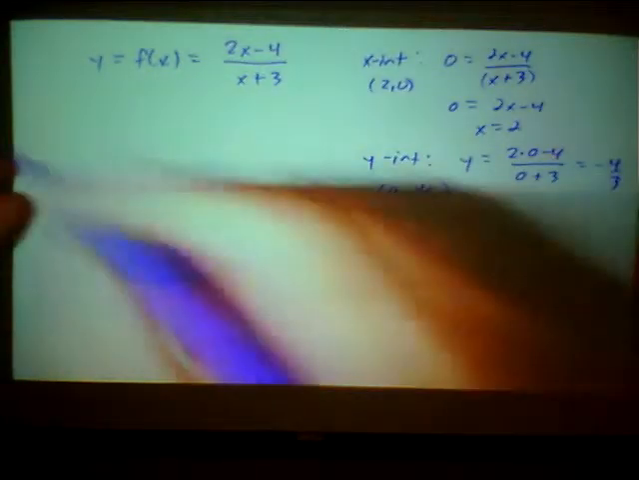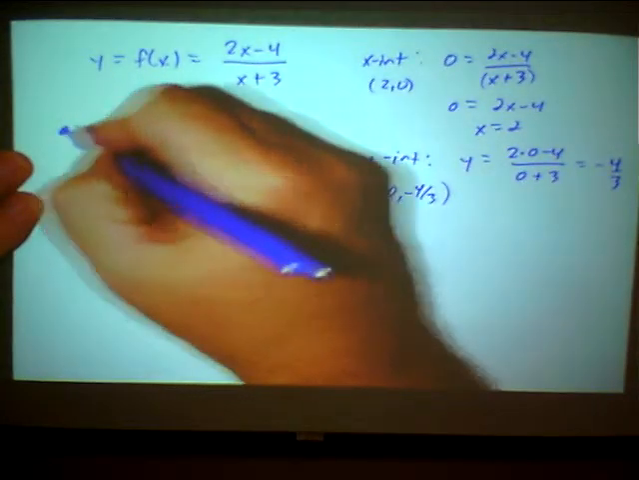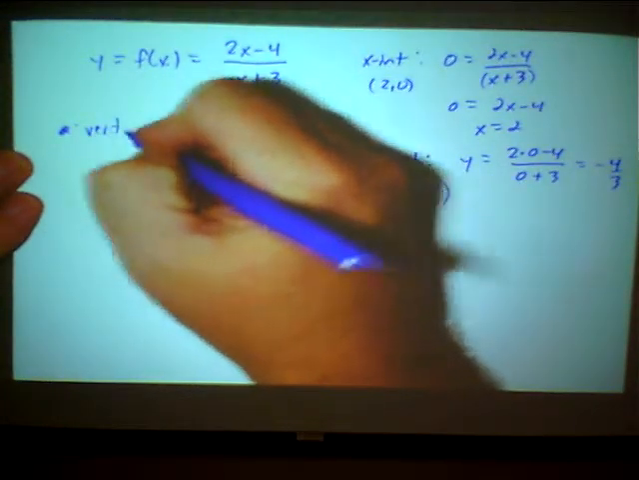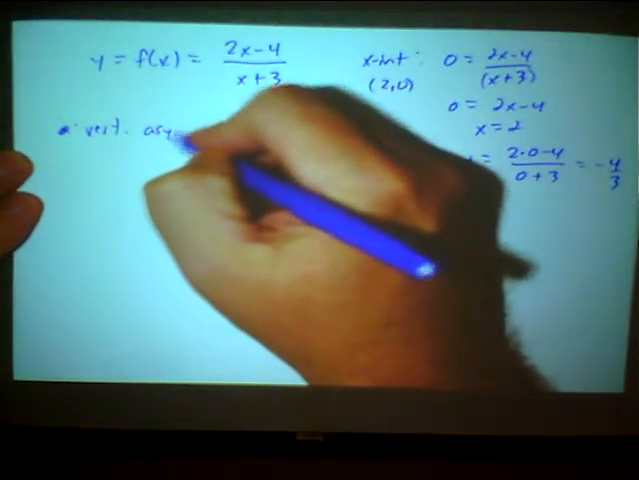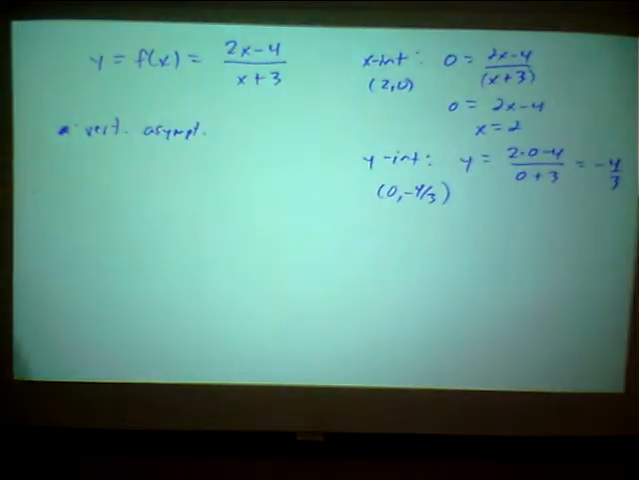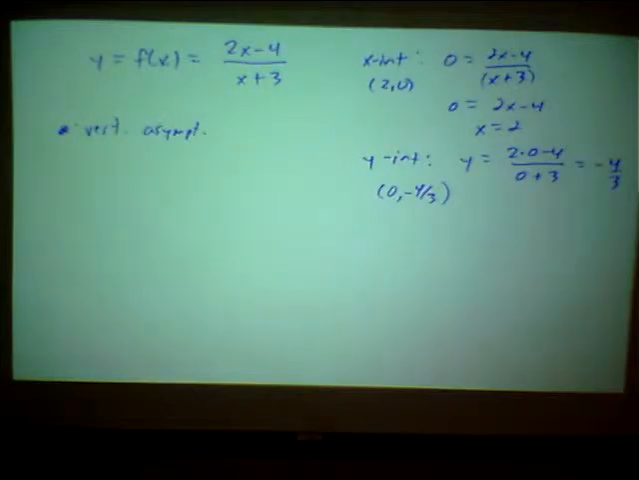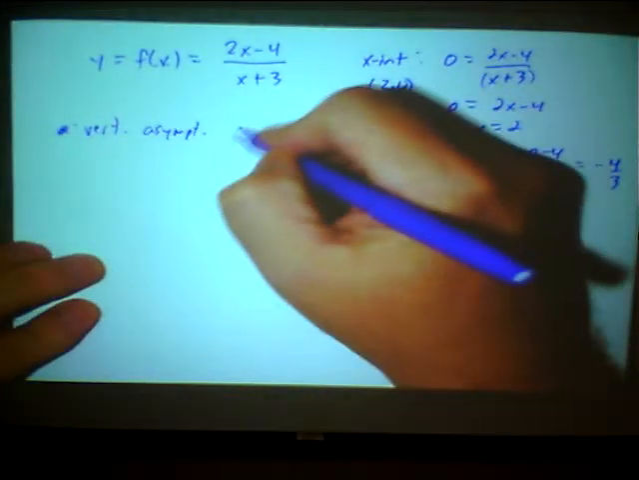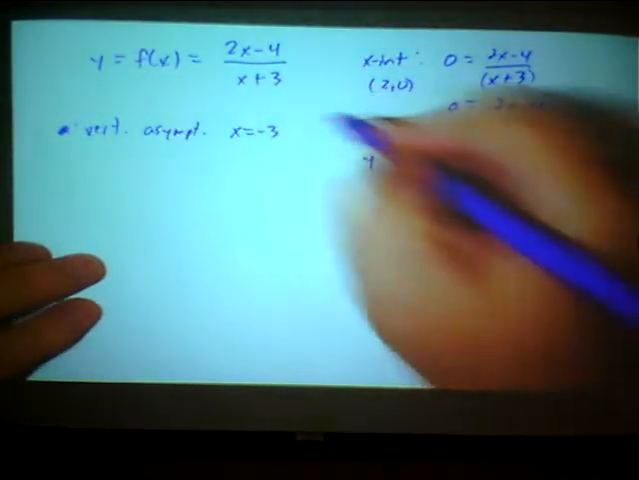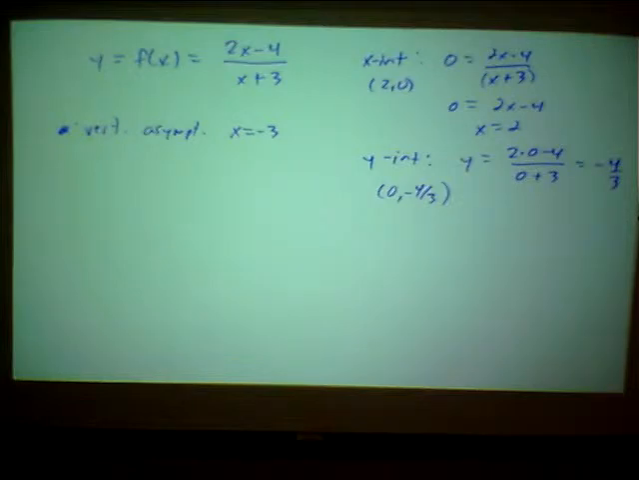All right, now let's do our asymptotes. How about let's do our vertical asymptotes? Those are usually the easiest. Once again, vertical asymptotes: what value of x would cause the denominator to be 0? In this case, when x is negative 3. So when I get ready to draw my graph, I'm going to draw a dashed vertical line through x equals negative 3.